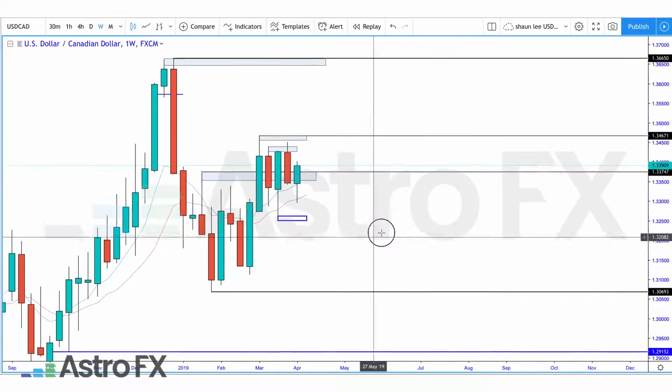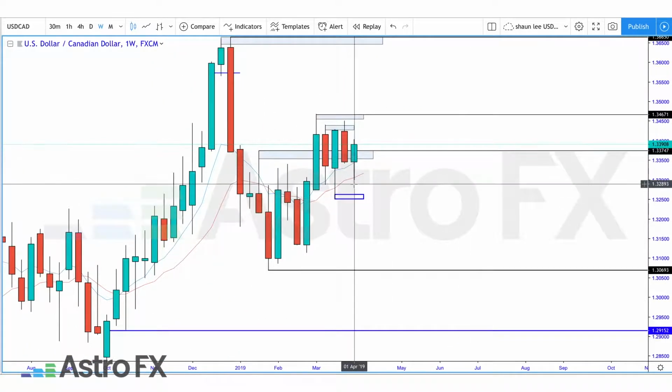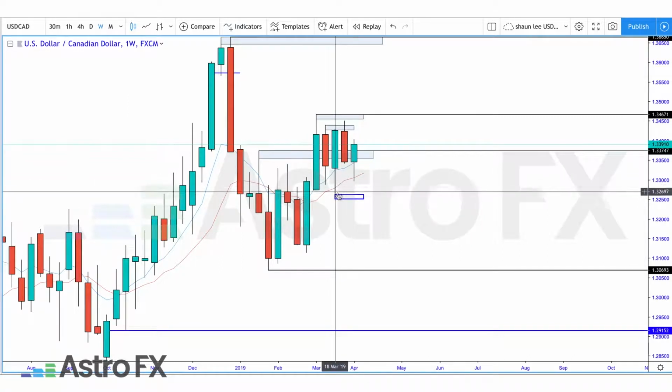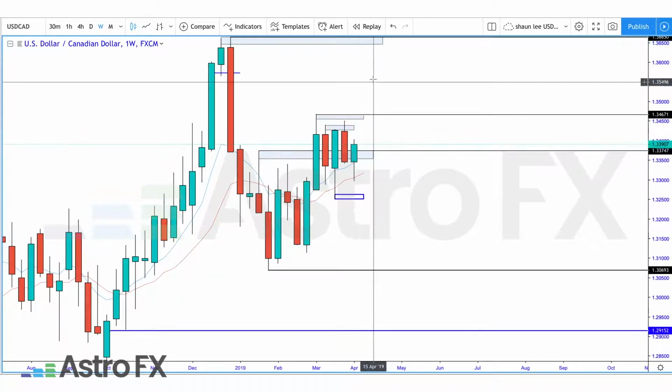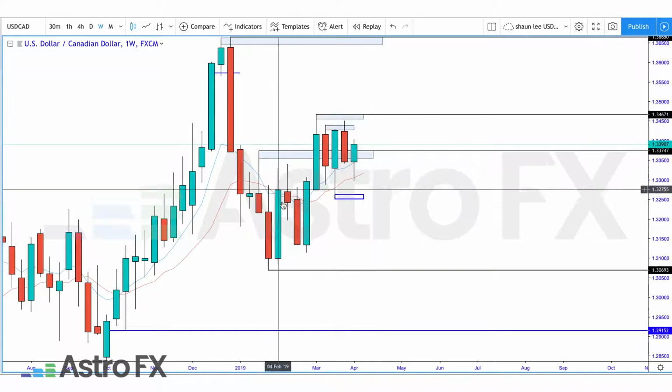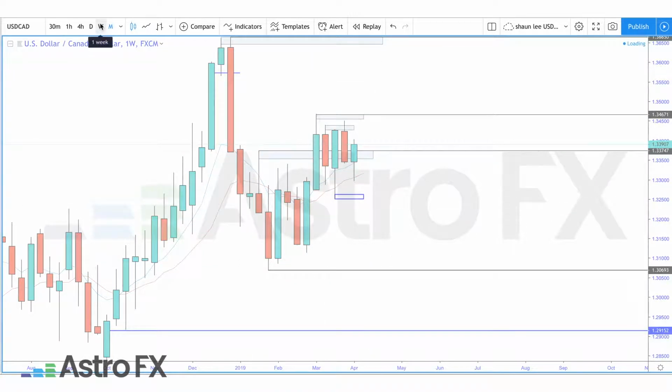So right now, look at the weekly time frame. We rebounded back into the moving averages. We've created a higher low from the previous, and now into next week we could see further upside. Moving averages are crossed to the upside on USD CAD monthly.